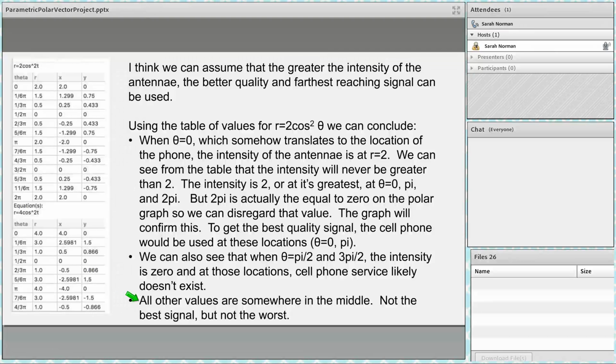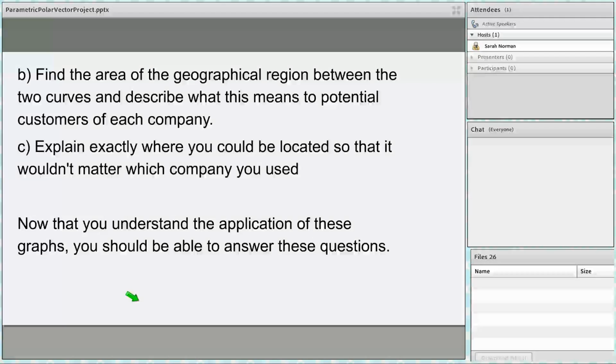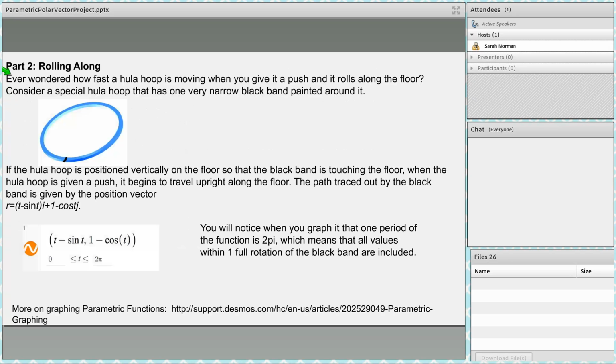So now that we have a good understanding of how these functions work, you can graph it if you'd like. I'm not going to graph it for you, but if you want to take a look at the graph before we move on, it would probably be a good idea. So part B says find the area of the geographical region between the two curves and describe what this means to potential customers of each company. And then explain exactly where you would be located so that it wouldn't matter which company you use. So now that you understand the application of these graphs, you should be able to answer these questions.